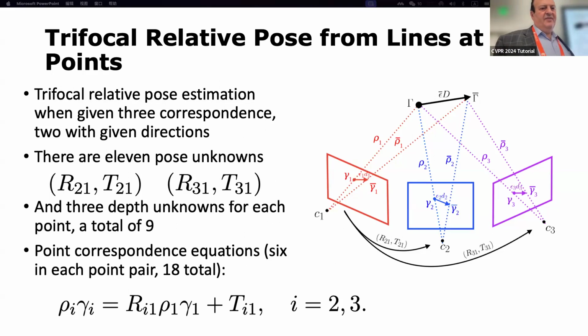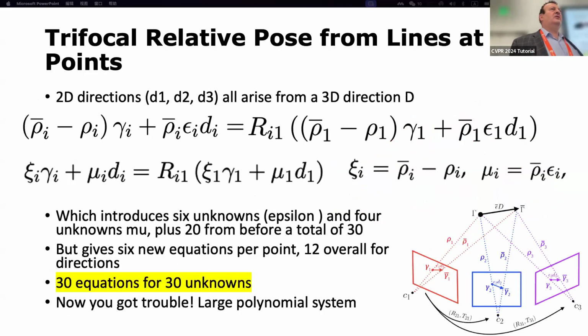We also have depths at each of the three correspondences. So 3 unknowns per image, so that's 9. And we have a total so far of 20 unknowns. The point correspondences give us equations totaling 18. And then when we throw the direction on, and I won't go through this calculation, we introduce additional variables, but also additional equations. The bottom line is you end up with 30 equations and 30 unknowns.